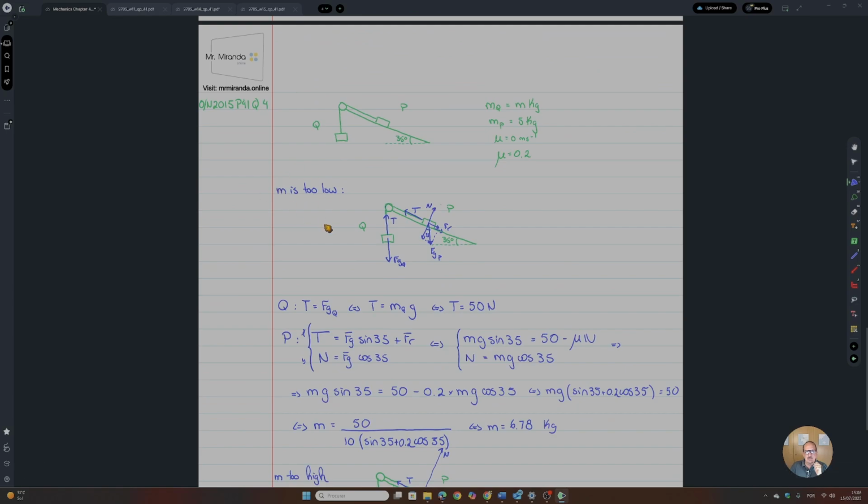Let's start with M being too low. When M is too low, the whole thing is in equilibrium still, all right? So you have the tension over here being the same as the weight of Q, whatever it is. This tension is the same as that one. This part is always the same. You have here the weight. In this case, the weight is a small vector. The friction in this case points down the plane because the block P tends to go up the plane.